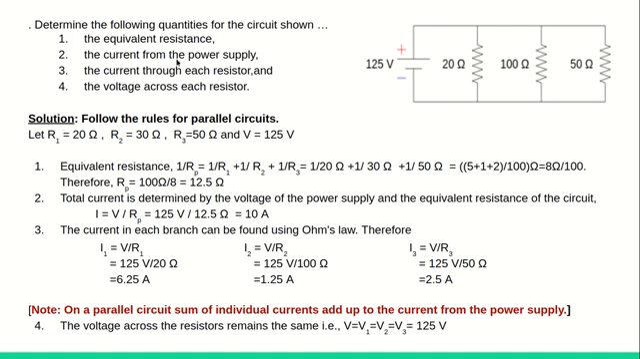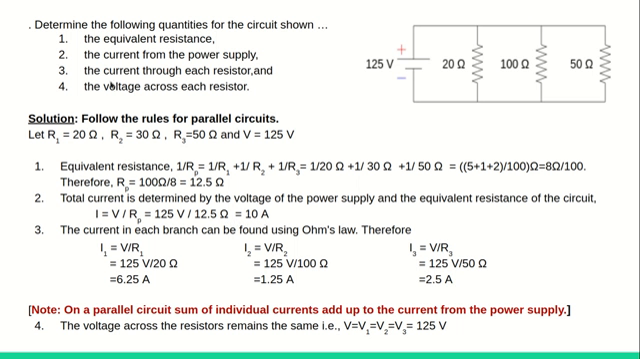Similarly, now the second question, the current from the power supply. Again here we know that in a parallel circuit the current in the circuit will be taken as I equal to V by Rp, that is the current from the power supply. So from the power supply, we need to find out the total resistance, only then we can find out the current. So I equal to V by Rp, that is 125 volt divided by 12.5 ohm, which is 10 ampere.